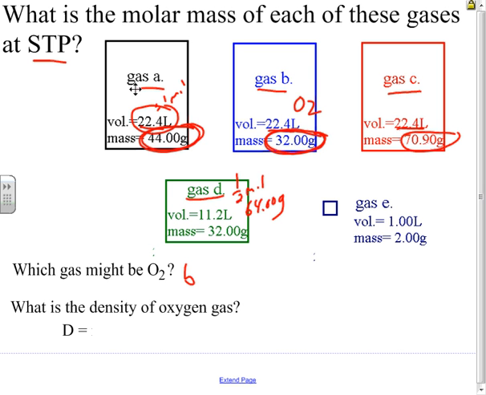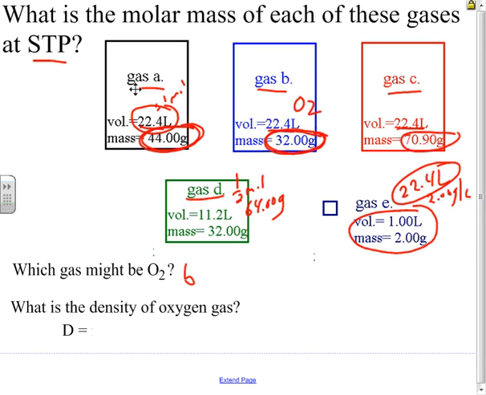Now we look at gas E. Now we have a volume of 1 liter and a mass of 2, and again there's 22.4 liters per mole, and this really is the density. The density is how many grams per liter, so this is 2.00 grams per liter. If we multiply that by 22.4, that will give us the molar mass of gas E. So again, we see a relation between mass, volume, density, and the number of moles.